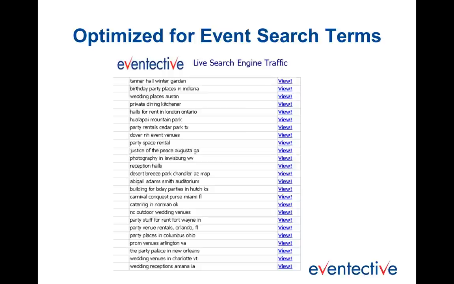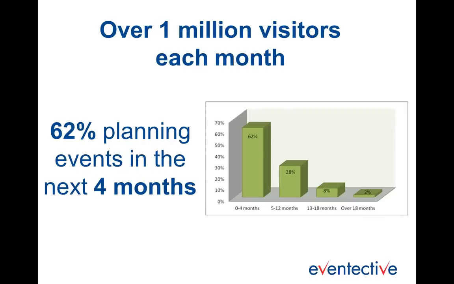And you can see some of the keywords in there: birthday party places, wedding places, Austin, reception halls, catering in Norman, Oklahoma, party places in Columbus, Ohio. And this is the type of searches that are being done. They're getting people to the Eventective website every day. That results in over 1 million visitors each month.